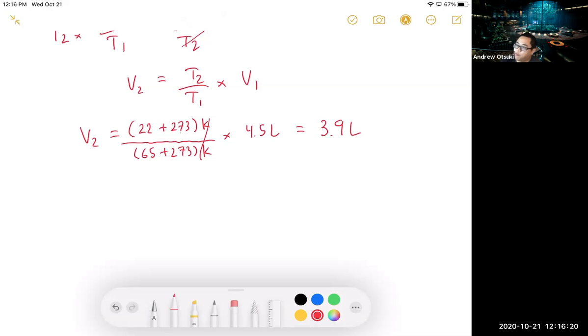Okay. Hopefully that was okay, guys. Just some tips. Remember to convert temperature to kelvins. That's one common mistake that will cost you some points on the quiz. So don't make that mistake.